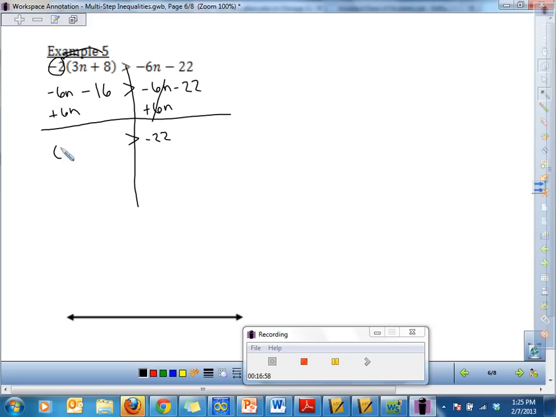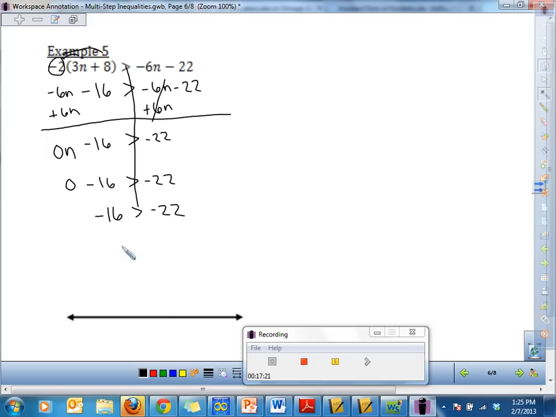Negative 6n plus n is 0n. I'm going to bring down my negative 16. Now, no matter what number we put in for n, 0 times any number is 0. So this really is just 0 minus 16 is greater than negative 22. 0 minus 16 is negative 16. Now, this is interesting. We ended up with no variables on either side.